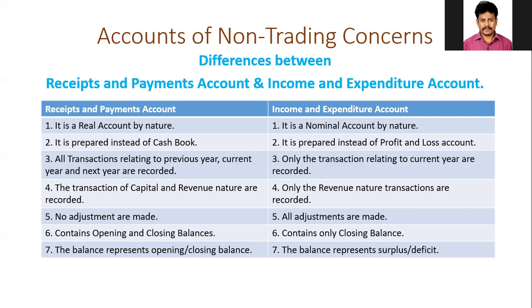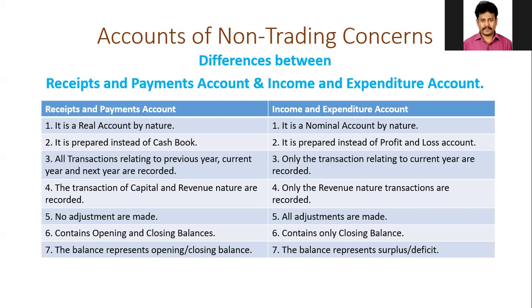Income and expenditure account. The nature of the income and expenditure account is nominal account. As per the nominal account rule, the transactions are recorded in the income and expenditure account. What is the nominal account rule? Debit all expenses and losses, credit all incomes and gains. On this basis, the transactions are recorded in the income and expenditure account. So, the nature of the receipts and payments account is real account, and the nature of the income and expenditure account is nominal account.